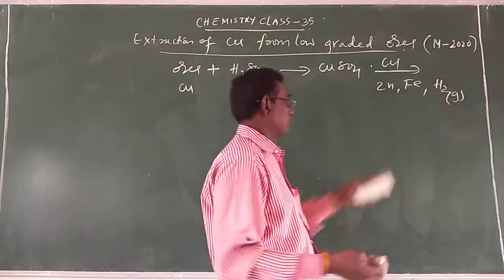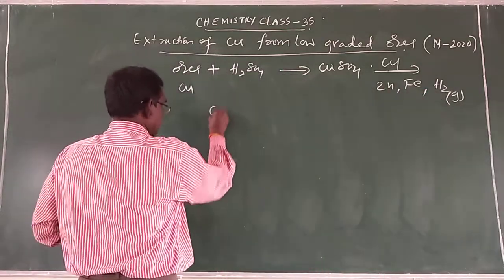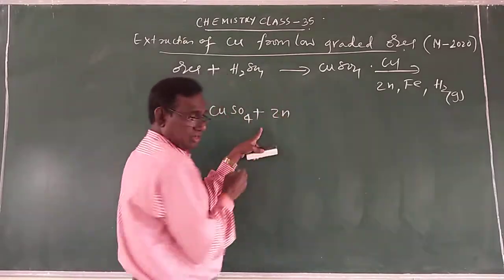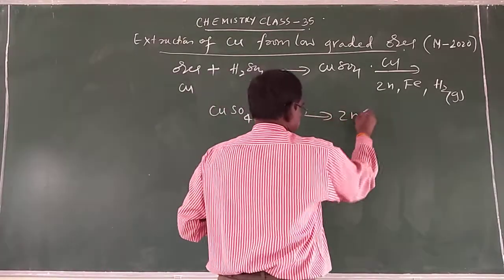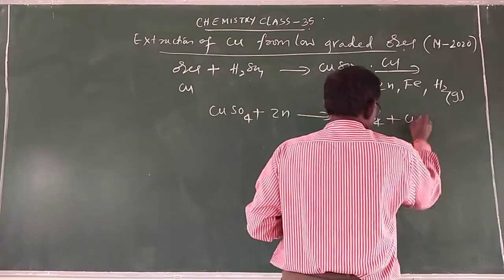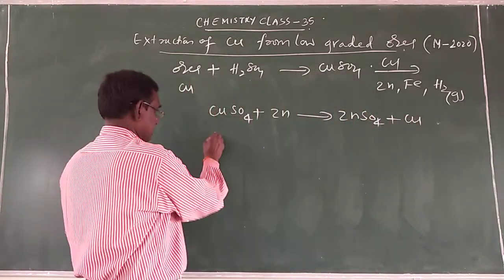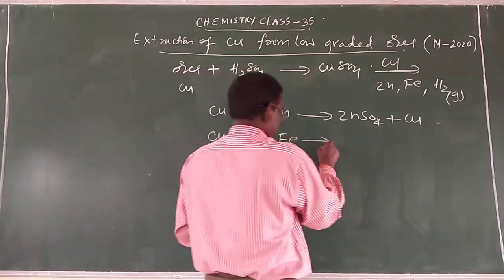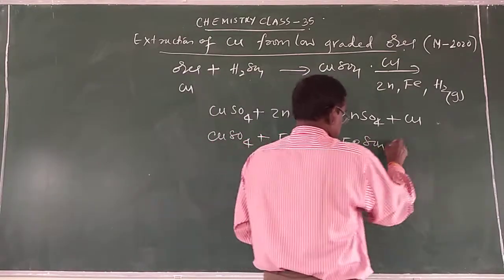How can you write this equation? For example, CuSO4, copper sulfate, plus zinc. Then you will get ZnSO4 plus Cu, that is, copper is separated. And for the same CuSO4, if you add Fe, you will get FeSO4 plus Cu.